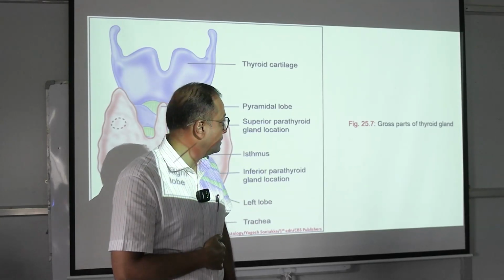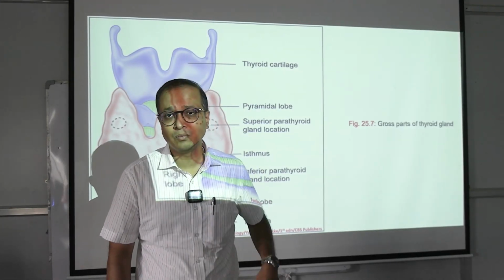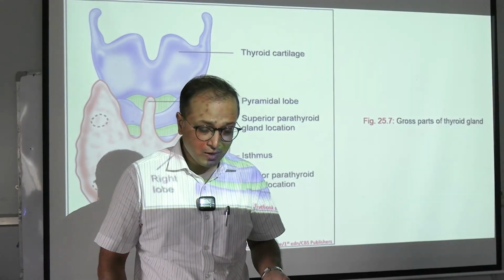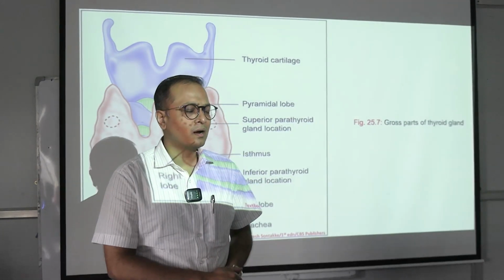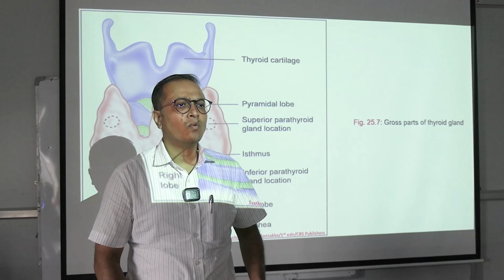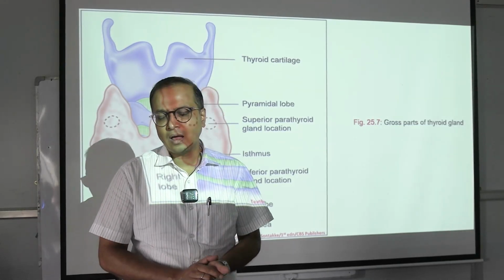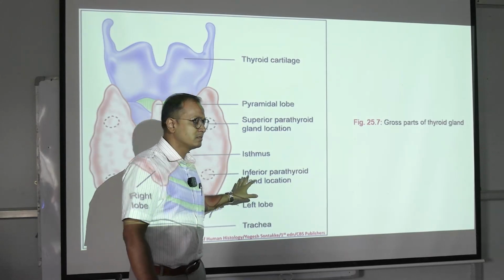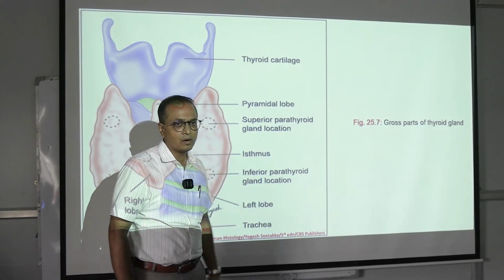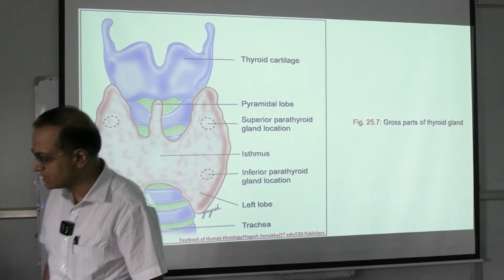Today we're going to start with the thyroid gland, which is rather easy to comprehend and rather easy to identify when you are looking at this organ or gland under the microscope. It has two lobes, a right lobe and a left lobe, joined together by a tissue we call the isthmus.